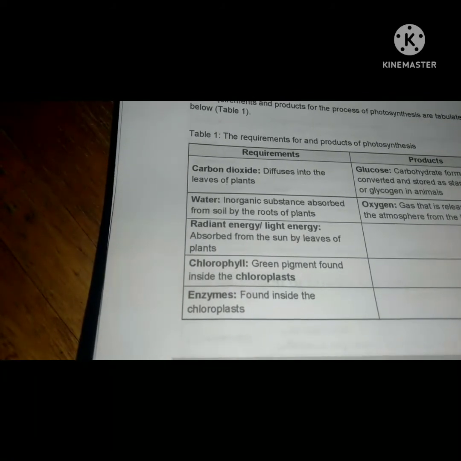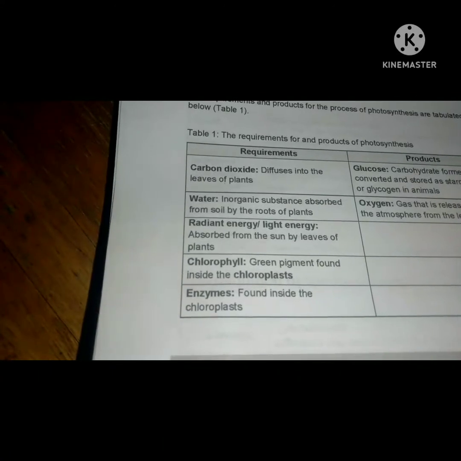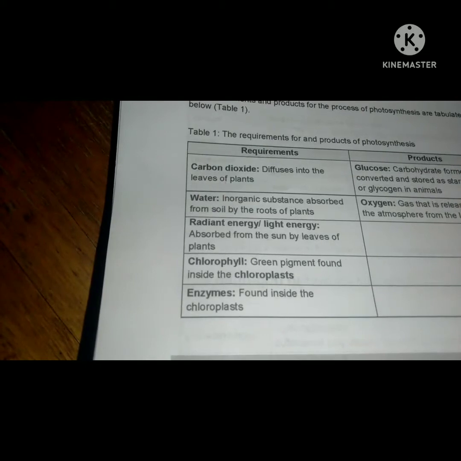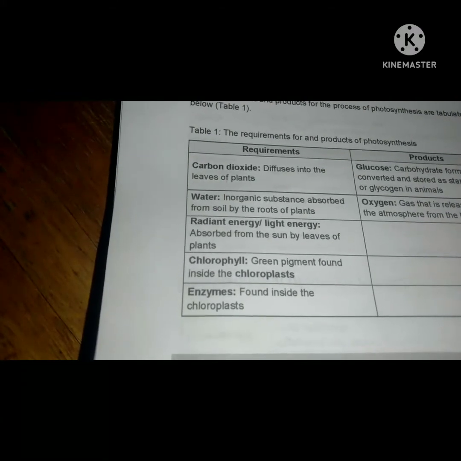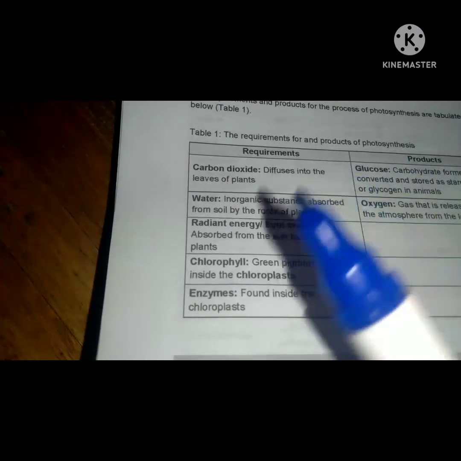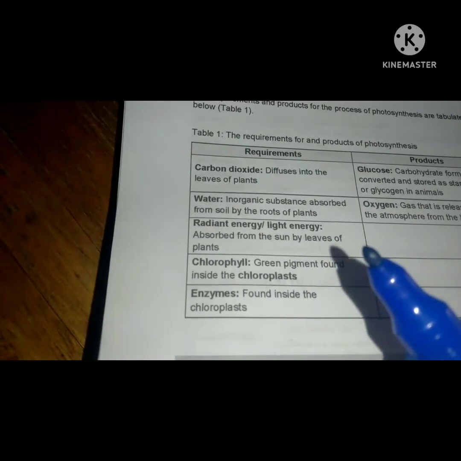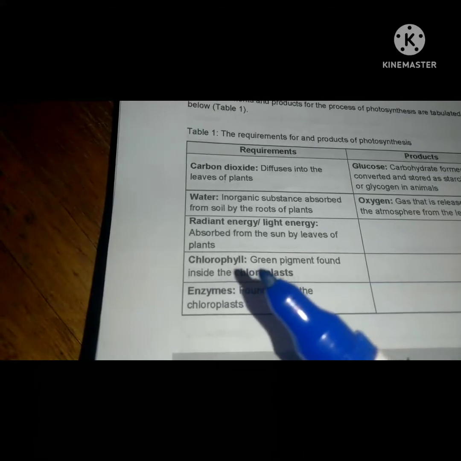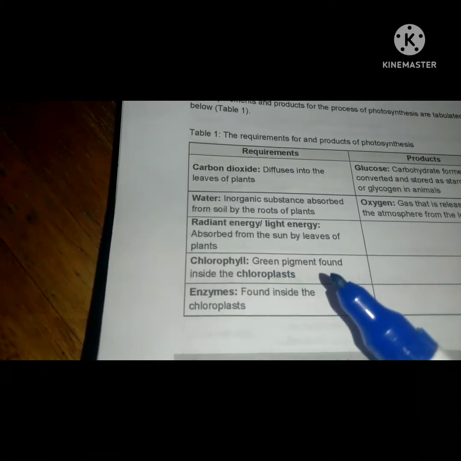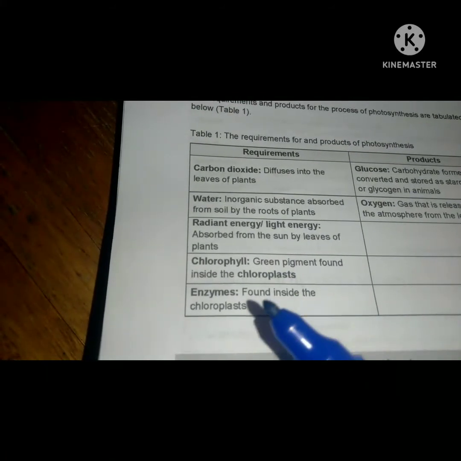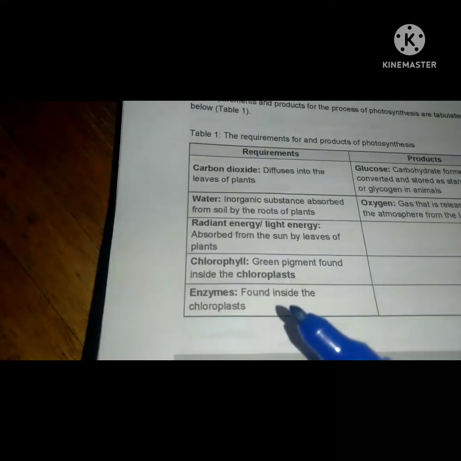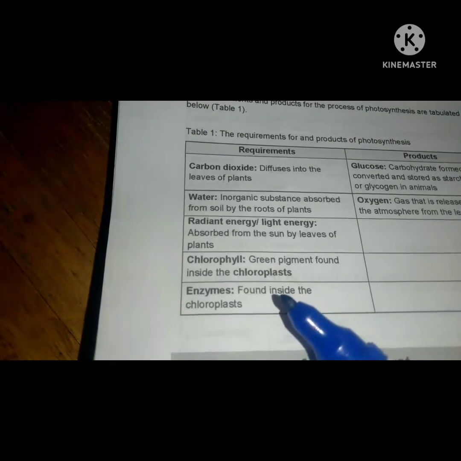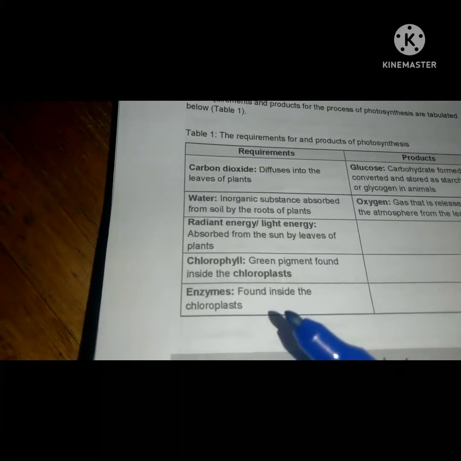So photosynthesis has got one site. A site is just a place where things happen. So it has got one site, which is called the leaf. So the leaf is where photosynthesis actually takes place. So whatever we will talk about photosynthesis must relate in some way to the leaf. So we've got chlorophyll, which is a green pigment found inside the chloroplast, and then enzymes which are found inside the chloroplast. So these are all the requirements for the products of photosynthesis.